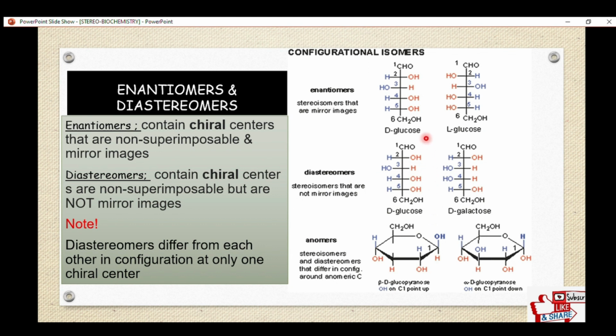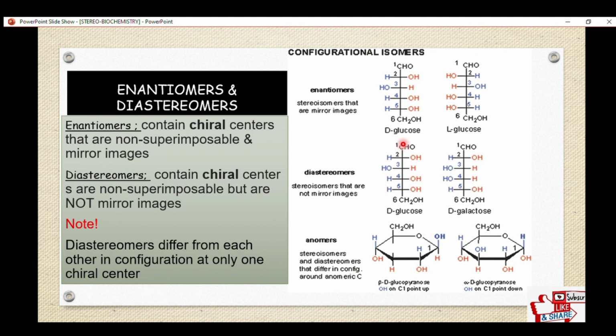So for instance, let's check here. We have one OH here, which was supposed to be at the position of the hydrogen if it was a mirror image. Okay, so since we have an OH here and we have a hydrogen here, it's not a mirror image. So it can't be an enantiomer. And one note that you have to take in order to identify a diastereomer: diastereomers differ from each other in configuration at only one chiral center. Okay, at only one chiral center.